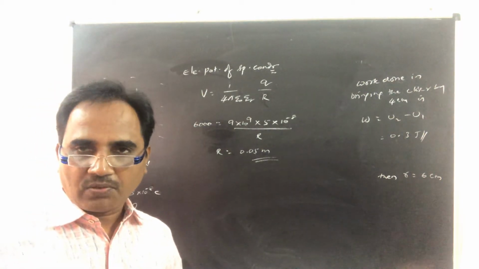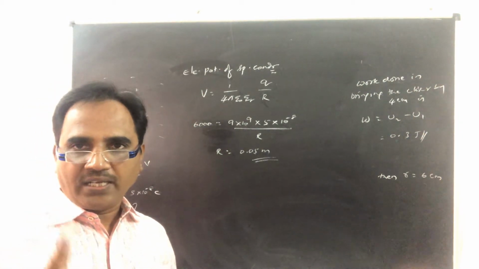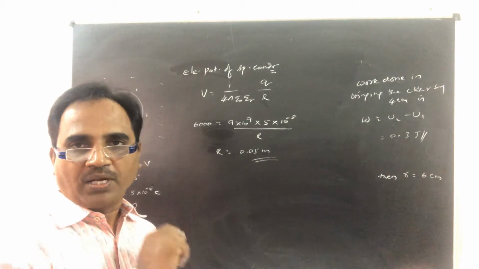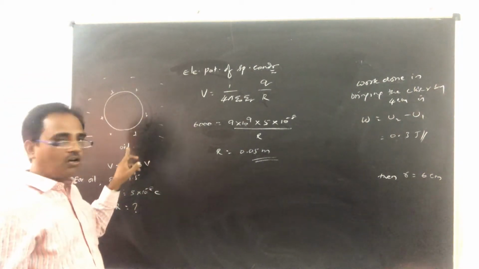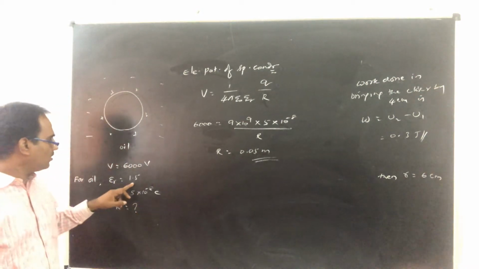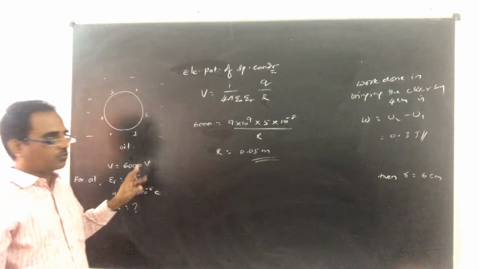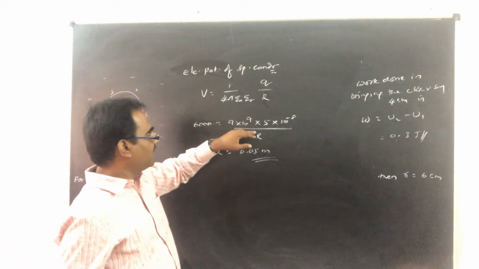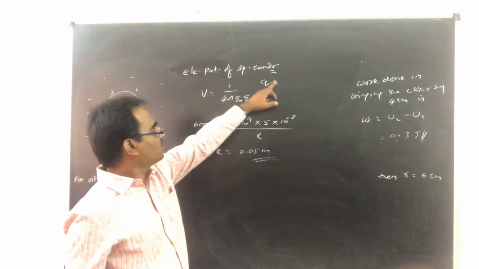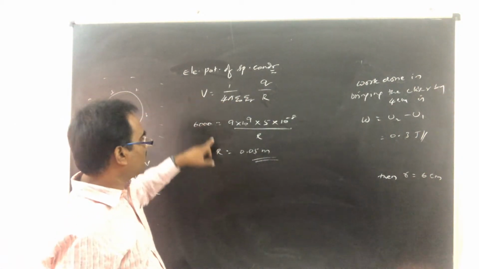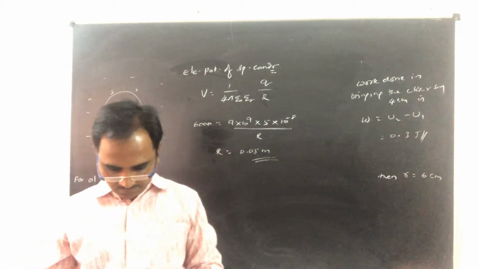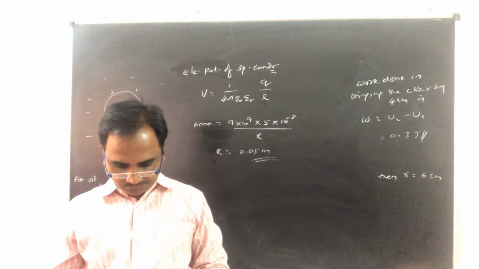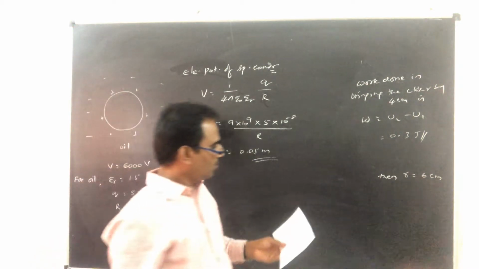See, unless it is specifically mentioned, we consider air as the medium. But in this case, it is specifically mentioned that the spherical conductor is surrounded by oil of dielectric constant 1.5. So when a material medium other than air is there, this becomes the formula for electric potential. From that, R value can be found to be 0.05 meter. Look at the next one.